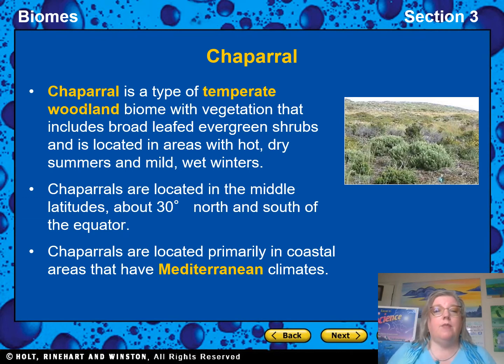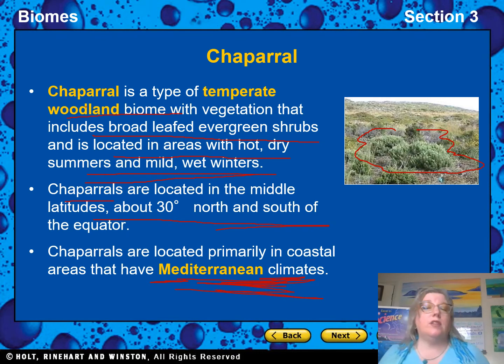All right, it's a temperate woodland biome with vegetation that's broadleaf evergreen shrubs. So it's like shrubs here, not just grass. Hot, dry summers and mild, wet winters. Okay, they're in the middle latitudes, about 30 degrees north and south of the equator, and they're called Mediterranean climates, because of course, the Mediterranean in Europe has a climate like this.